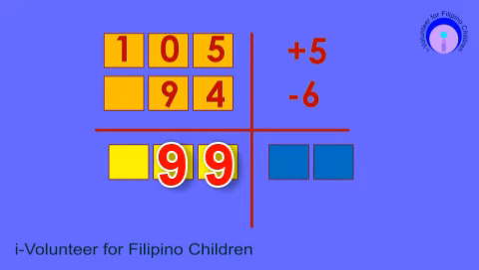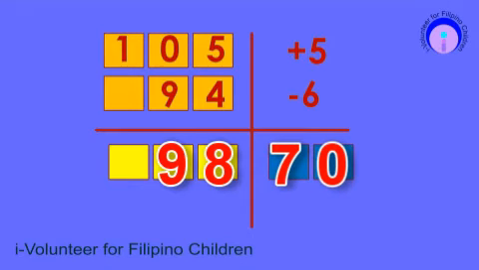Ang gagawin natin? Let's find out. 5 times 6 is equal to 30. And the tens complement of 30 is 70. Be sure to take away 1 from 99. 99 minus 1 is 98. And the last two digits is 70.